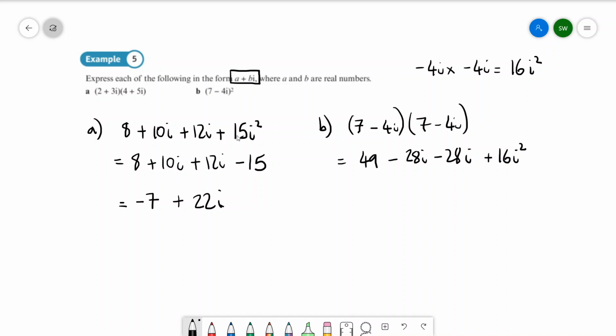I wouldn't recommend jumping the next step all in one go. I would write out the i squared term before replacing i squared with minus 1. So that's what we're going to do on the next step. We're going to collect together minus 28i minus 28i is minus 56i. And I'm going to replace i squared with minus 1. So here we get plus 16 times minus 1, which is minus 16. And then finally, I'm going to collect together the real parts without i in it. So 49 minus 16 gives me 33 and minus 56i.